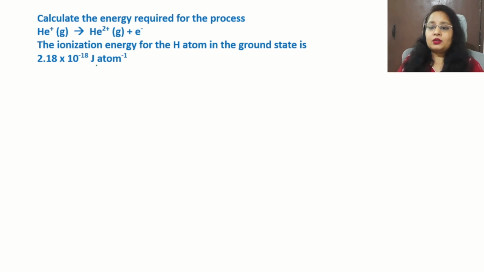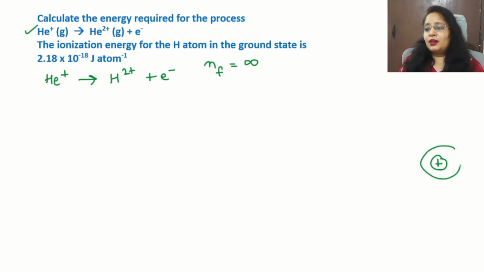So here in this given reaction they are showing that helium ion gives helium 2+ ion and one electron. It means there is a removal of electron. In this case the n final will be infinity, because if there is a nucleus and an electron is here, and if the electron is going out, beyond the last, it is called infinity. So from ground state to infinity, it's removal of electron.